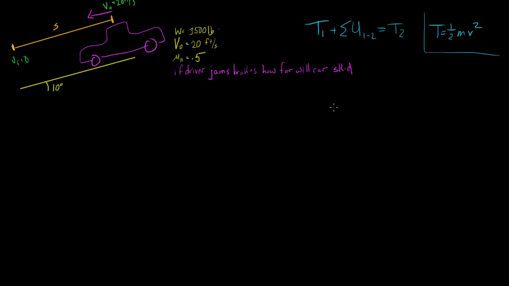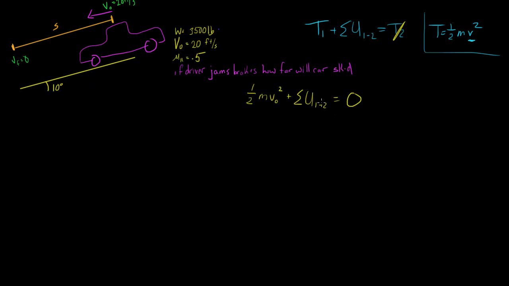So if we look at this for our system, we know that our initial kinetic energy is going to be 1/2 times our mass times our initial velocity, I think I called it V naught, squared, plus the sum of the work of whatever forces are on our system, and it's going to be equal to 0. There is no final kinetic energy. Our final kinetic energy is equal to 0 because our final velocity is equal to 0.